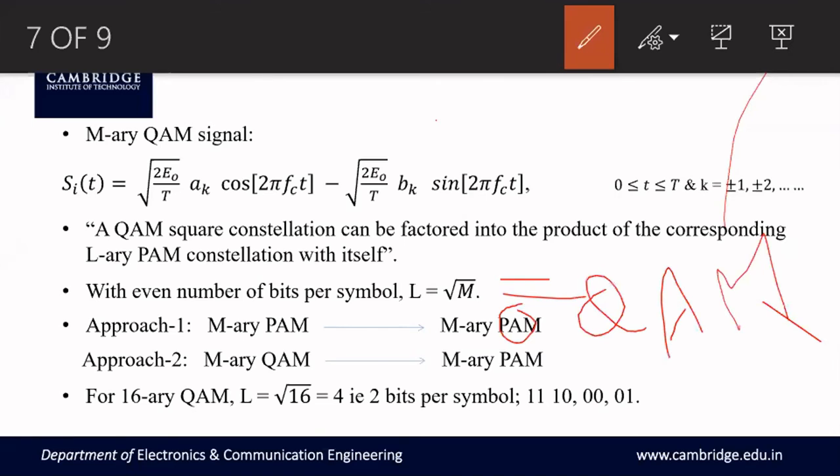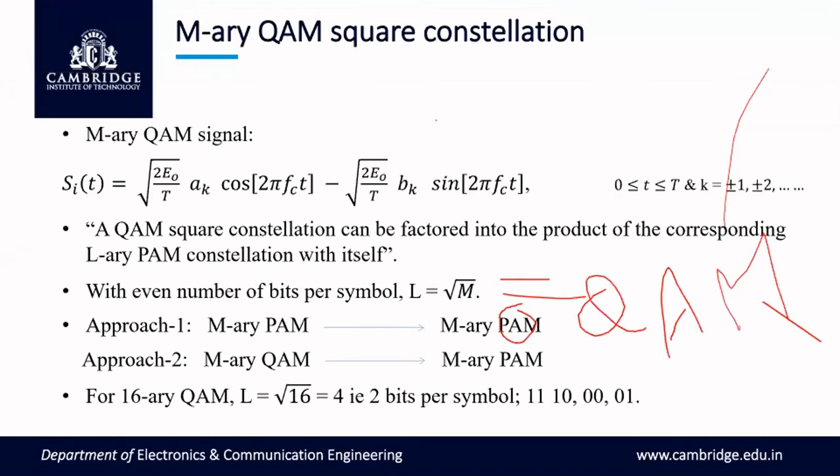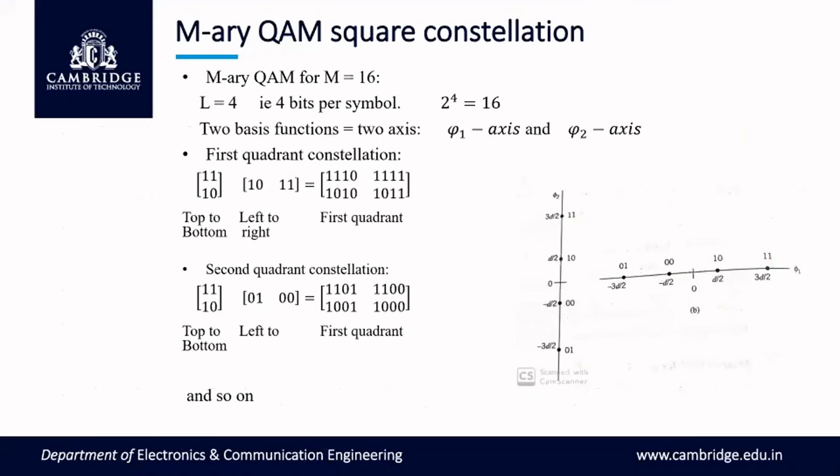QAM. Okay, right. So we can write the constellation for M-ary PAM with 2 dimensions. We can multiply them to get M-ary QAM. Reverse: sometimes for M-ary QAM, we split it into M-ary PAM to understand it. For 16-ary QAM, L is equal to root 16, that is 4, 2 bits per symbol. So 4 symbols are represented like this. You come to this diagram, here you will understand easily. I have taken an example here.